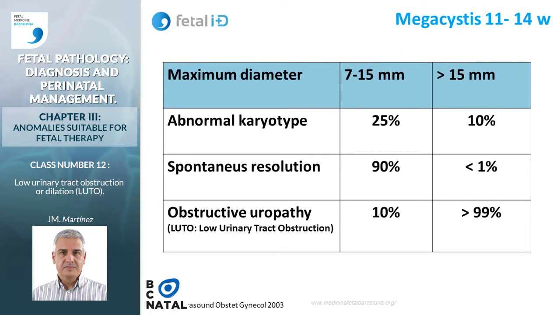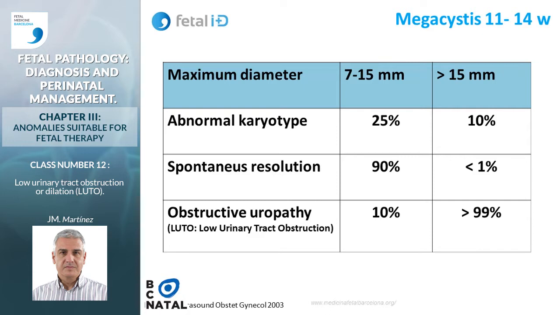The first thing to assess is the diameter. Megacystis is defined as a bladder of more than 7 mm. If this measurement is of more than 15 mm, it's a larger measurement and therefore the prognosis and risk are different. In the situation from 7 to 15 mm, there's high risk of chromosomal anomaly, not that high in larger bladders.